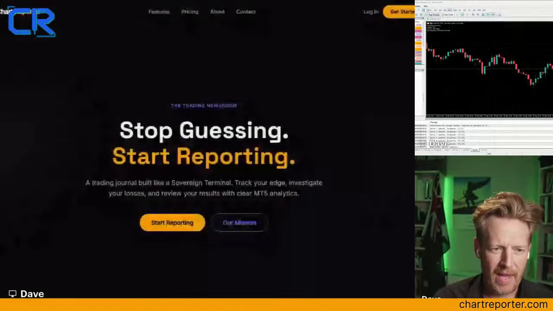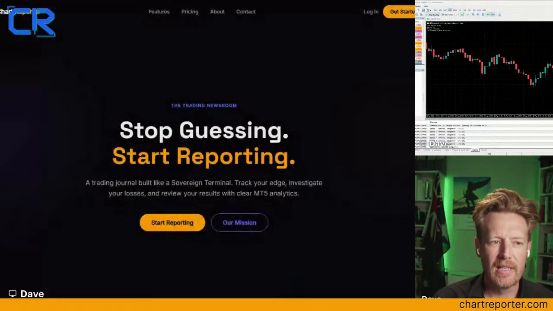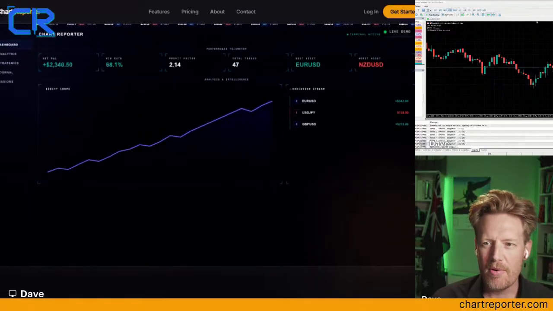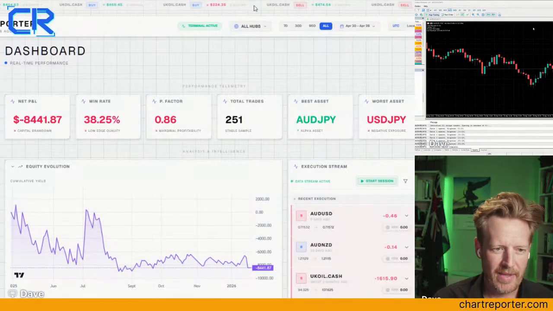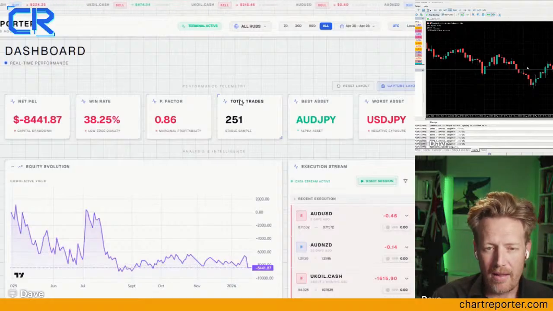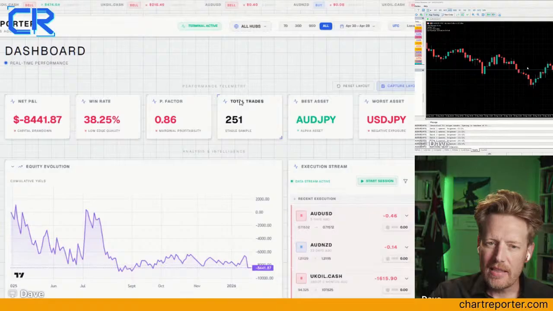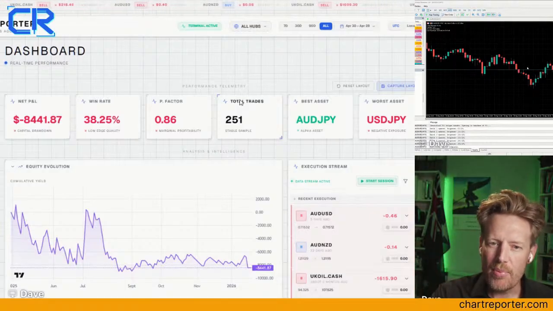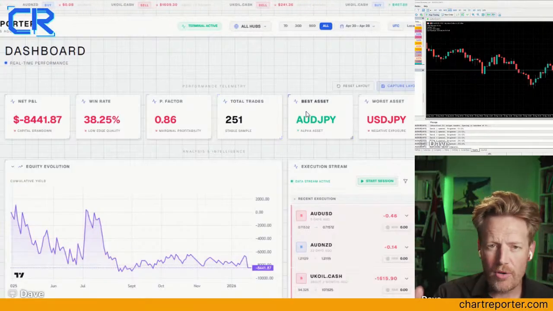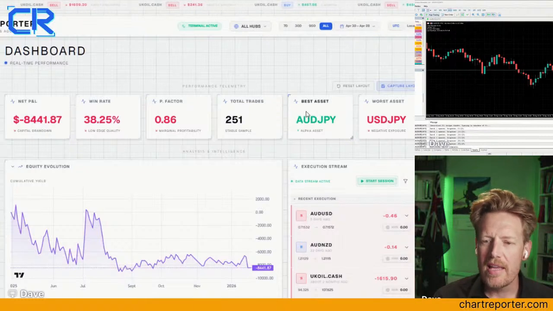What is Chart Reporter? Chart Reporter is an amazing platform for helping you understand your trading behavior and, most importantly, your trading results. So here is the glitzy marketing website, but ultimately what Chart Reporter is, is this. It's a tool that, as you trade in MetaTrader, and you can see MetaTrader there in the corner, there's an EA you drop on your charts, and whenever you trade, it pushes those trades straight into the Chart Reporter platform. So there's no broker logins shared, there's no downloading CSV files in real time.